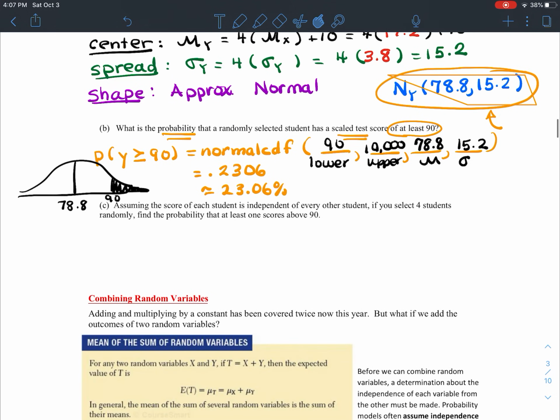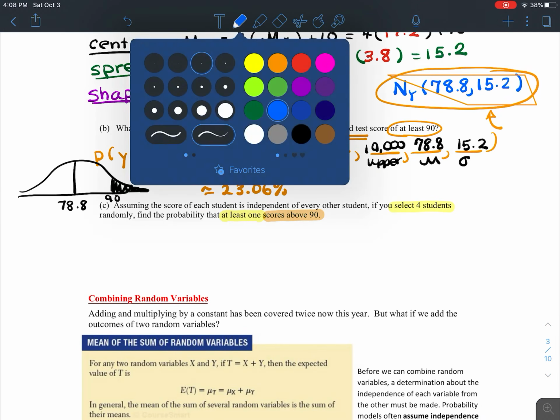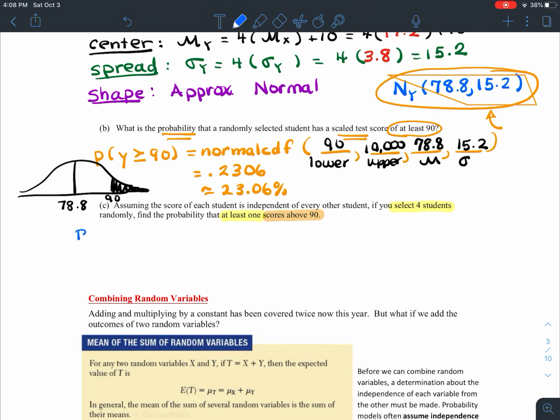You're going to see how this is all starting to pull together, things that we've learned about normality in Chapter 2, and then in Part C, things that we've learned about probability in Chapter 5. It says here, assuming that the score of each student is independent of every other student, meaning if you know something about one student's score, it doesn't influence or impact the probability of another student's score. If you were to select 4 students randomly, we want to find the probability, and here's that phrase, that at least one of the scores is above a 90.